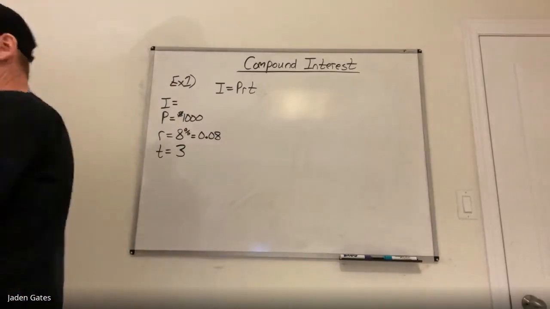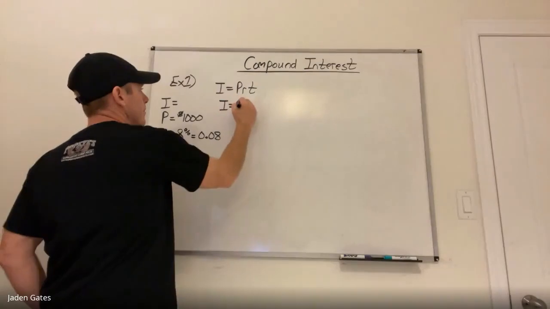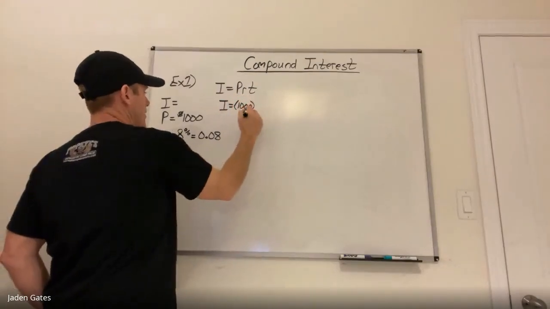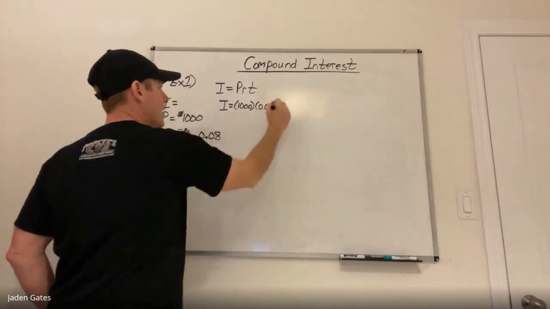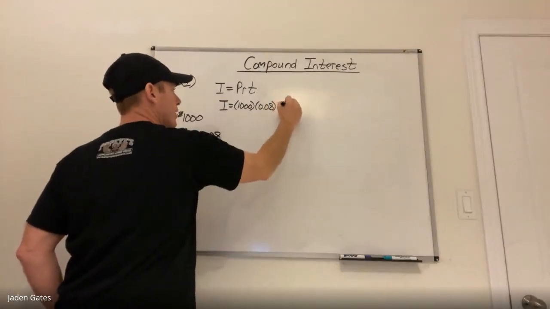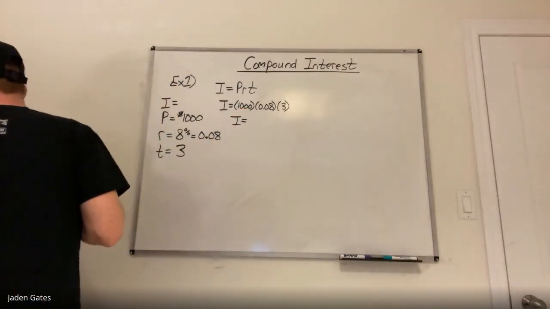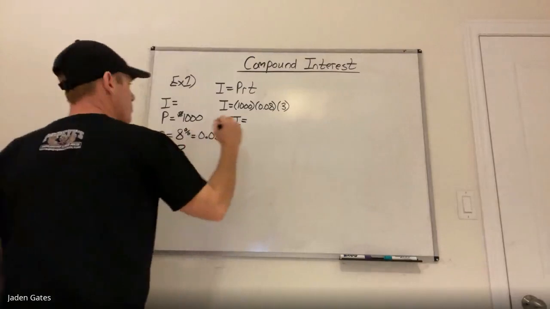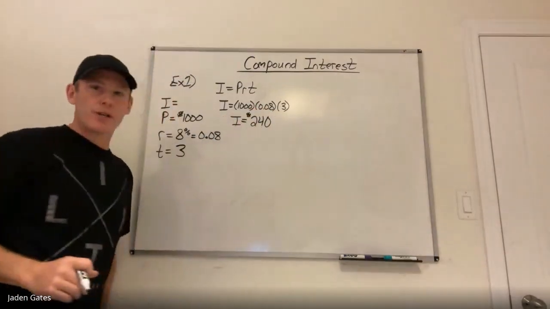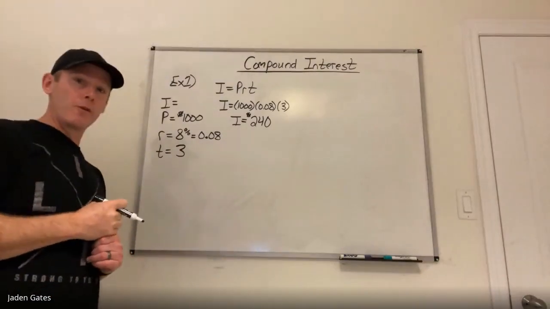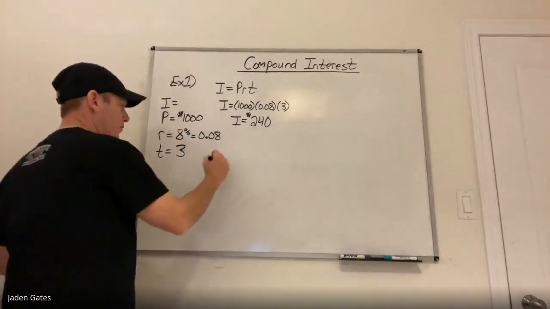Now I substitute in my numbers. So I have I equals 1,000 times my rate, which is 0.08, and times my time, which is 3. I multiply my three numbers, and I'm going to get $240. Now that is the interest that has accumulated. Good if you're lending, bad if you're borrowing.